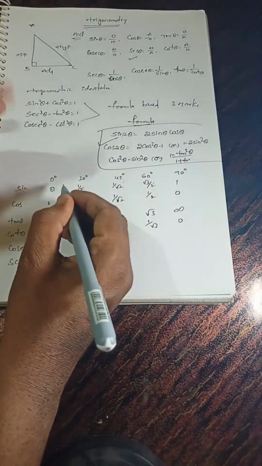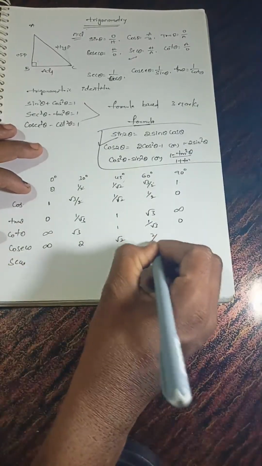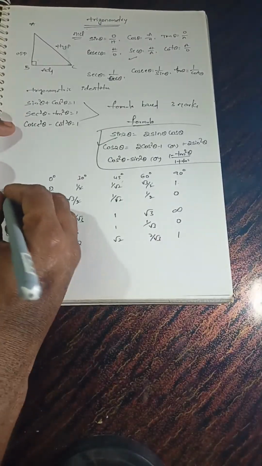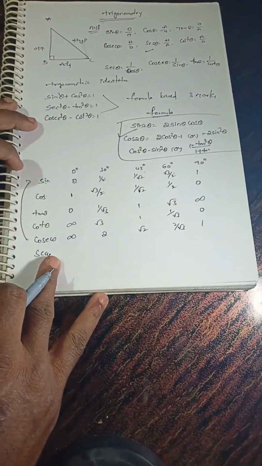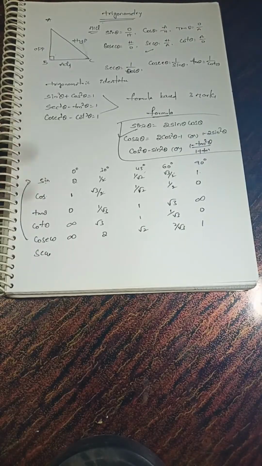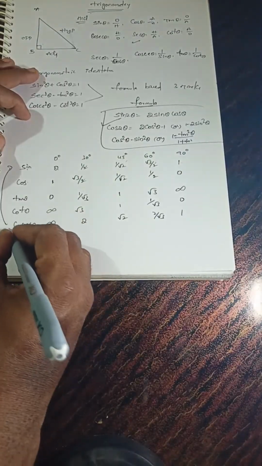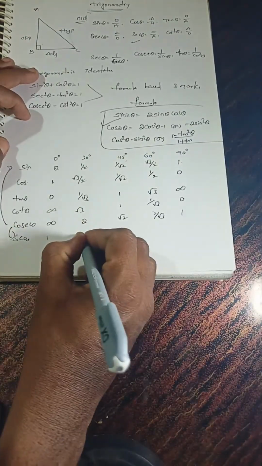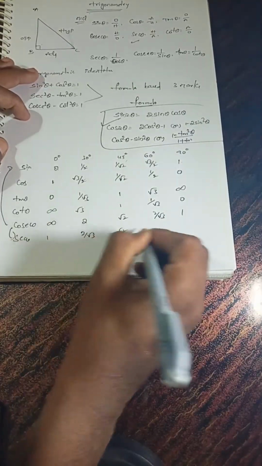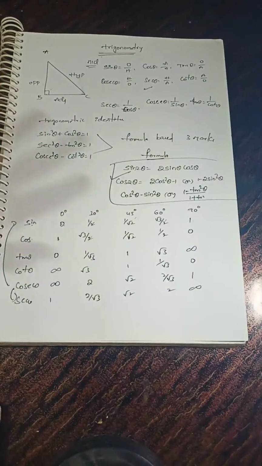Now for the reciprocal of sin, write down cosec: infinity, 2, root 2, 2 by root 3, and 1. This is the reciprocal of the sin values. Now the reciprocal of cos is sec: 1, 2 by root 3, root 2, 2 and infinity. Go through all of this once so that you can find it easily.